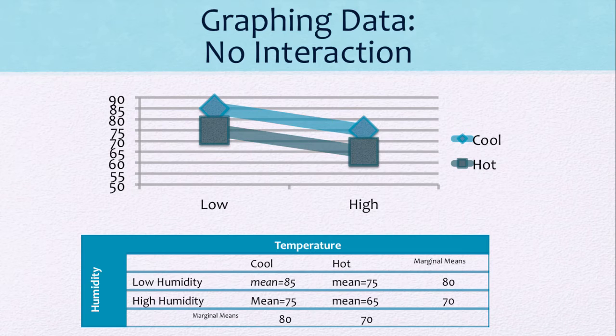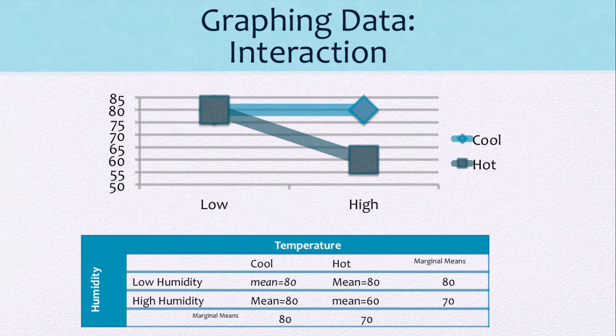So if I had to interpret what I'm seeing here on this graph, what I would say is that individuals who experience low humidity in hot temperature achieved higher than individuals who experience high humidity in hot temperature. Also, individuals who experience low humidity achieved higher in cool temperature when compared to individuals who experience high humidity in cool temperature. So right now we're just looking at the chart, looking at the cell means and graphing those cell means to determine what the pattern of the data is.